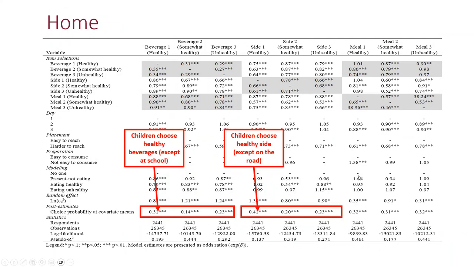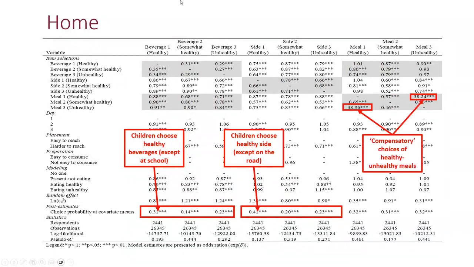Now, when it comes to two meals, this is where the results are interesting, because the numbers I've highlighted here show a massive increase in the likelihood of choosing an unhealthy meal alongside a healthy meal, or the other way around. These numbers, by the way, are odds ratios. So what the two numbers tell us is by how much the odds of choosing an unhealthy meal would increase if a healthy meal is chosen, and vice versa. And what this tells us is that if a school child chooses a healthy meal, suddenly the odds of choosing an unhealthy meal are multiplied by 38, which is a massive increase, and vice versa.